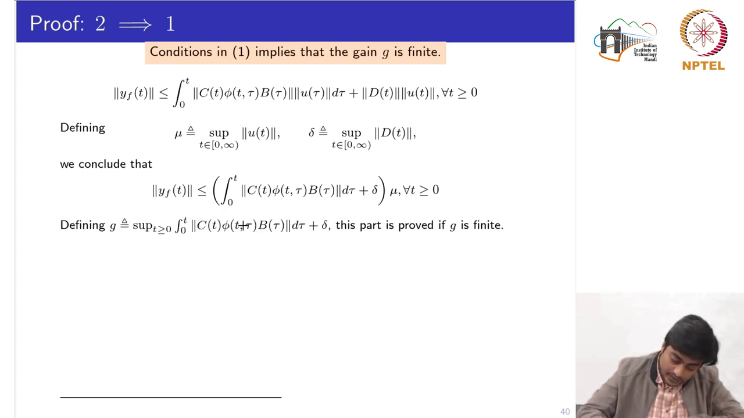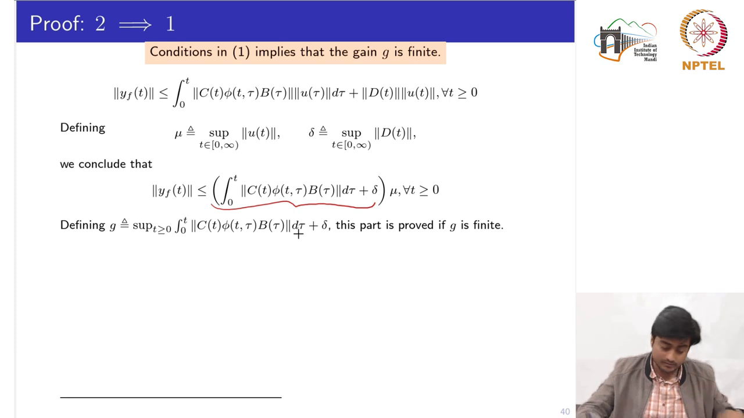So now we define the gain G by this part, which is the supremum over all t greater than or equal to 0 and this part. So what we need to prove is whether G is finite or not. To prove this implication, 2 implies 1, we only need to show that this G which we have defined by this is finite. Okay.